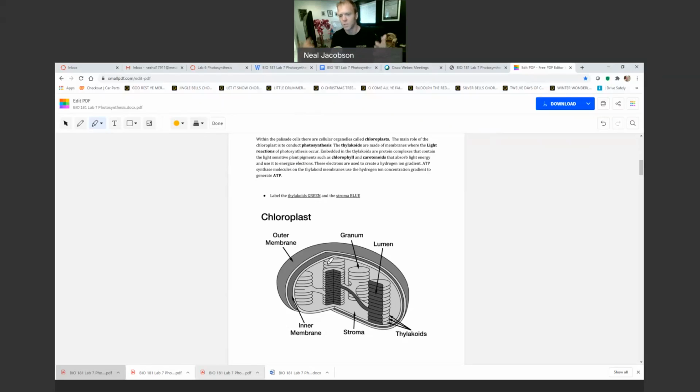So there are light reactions and there are dark reactions. The light reactions require light. The dark reactions require no light. They can occur during the day, they just don't require light.